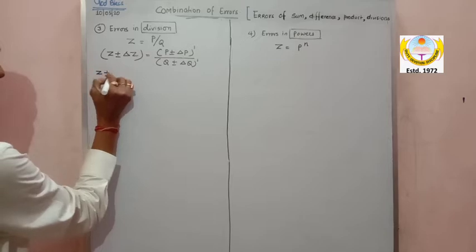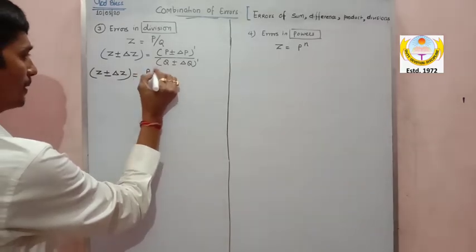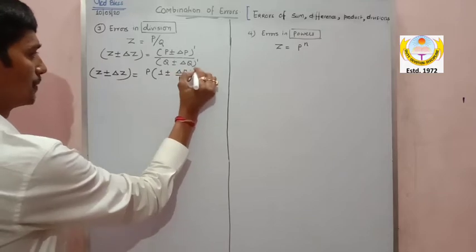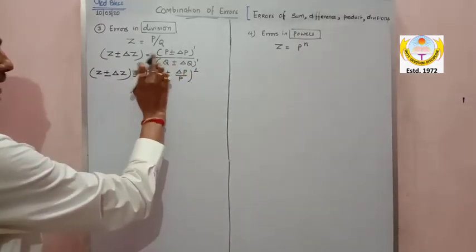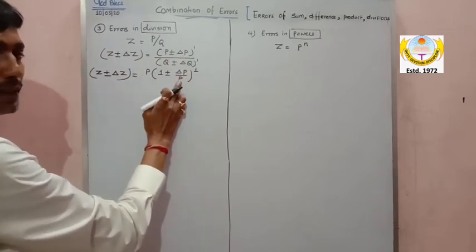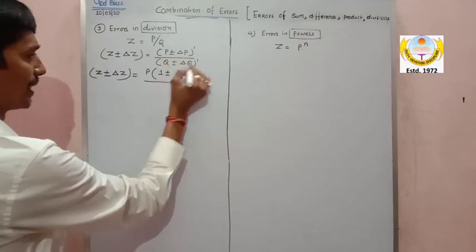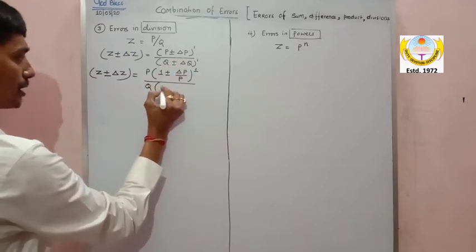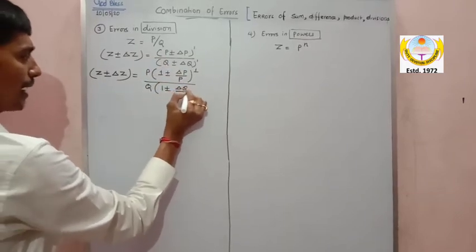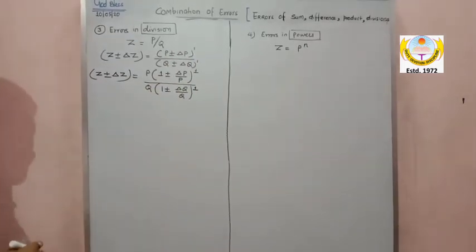This can be written as z plus minus delta z is equal to, say I have taken p common, so here it is 1 plus minus delta p divided by p, the whole power 1. If I take p common, inside it will be 1, but here there is no p, so delta p will be divided by p to balance the equation. Divided by, say I have taken q common here, so it is 1 plus minus delta q divided by q, to balance the equation. I hope it is clear.